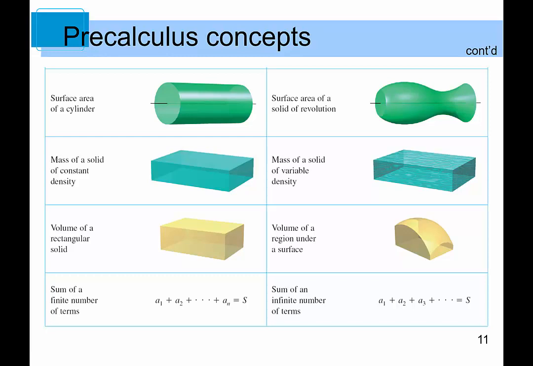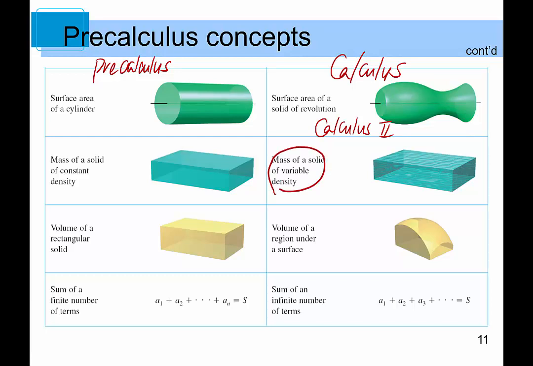Without calculus, we can find that in precalculus. That's calculus. You can find the surface area of a cylinder. But in calculus, you learn how to find the surface area of a solid of revolution, which is in calculus 2 in our school. And in precalculus, you can find the mass of a solid of constant density. And in calculus, you'll be able to find the mass of a solid of variable density.